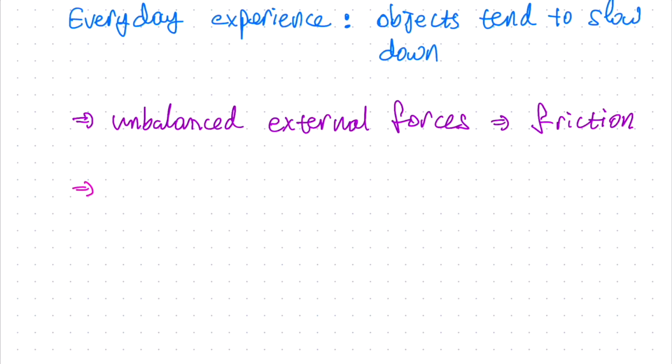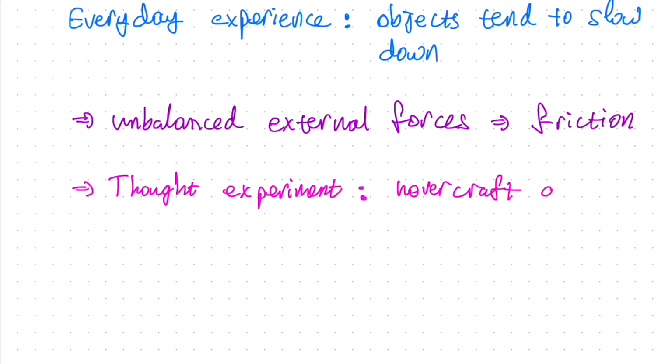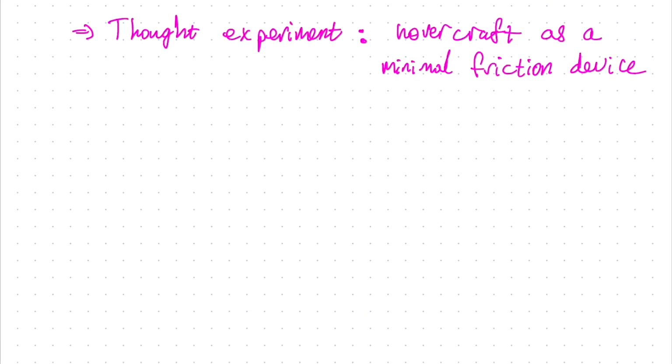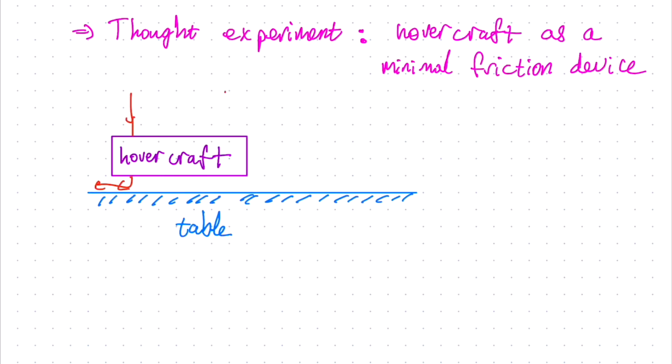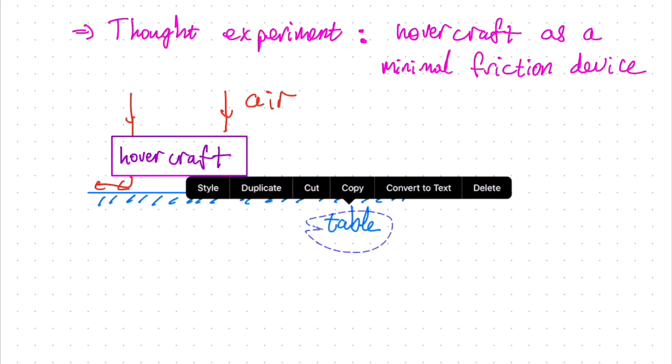Let's consider a thought experiment in which we minimize the frictional forces. That is, we're going to replace the keys by a hovercraft, which we can think of as a minimal friction device. Now let me start out by drawing the surface of the table, and on top of the table I'm going to draw the hovercraft. Now hovercrafts work by taking air from above the craft and forcing it out through the bottom, creating a cushion of air under the craft, allowing it to float in the air without touching the surface of the table.